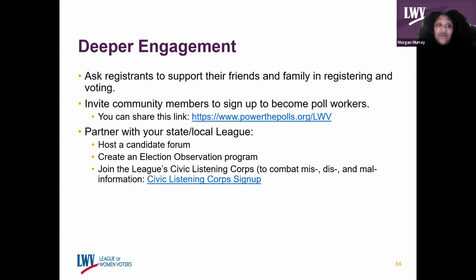Also invite your community to make sure that elections are safe, fair, and efficient by becoming poll workers. Feel free to use our sign up link for Power the Polls. They can easily and quickly sign up to receive more information about how to become a poll worker in their area. You can also consider partnering with a state or local League of Women Voters chapter to host a candidate forum.